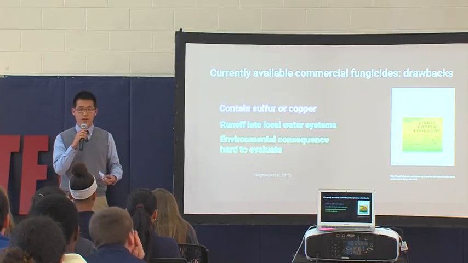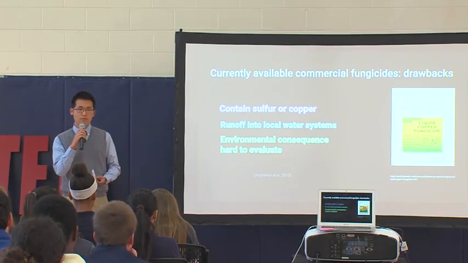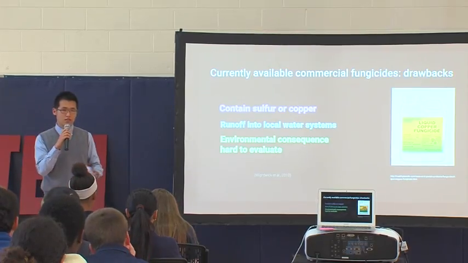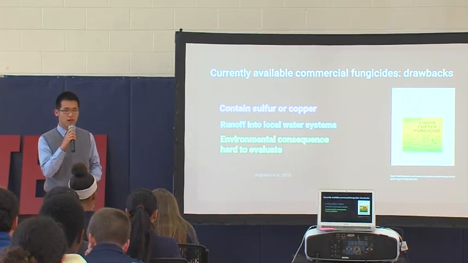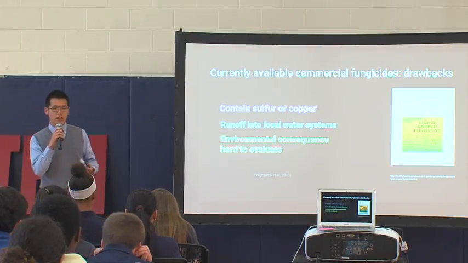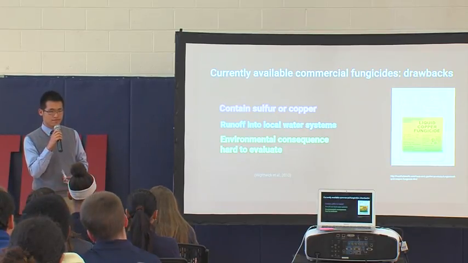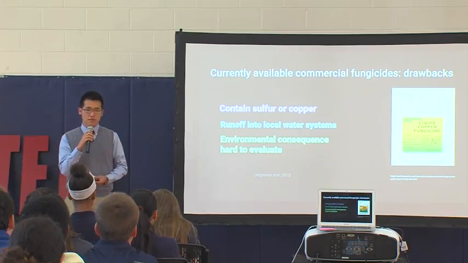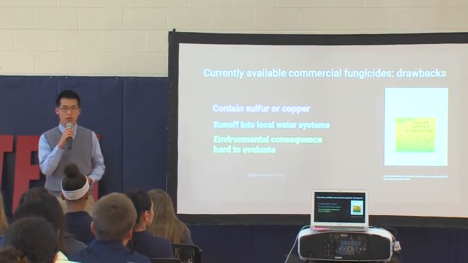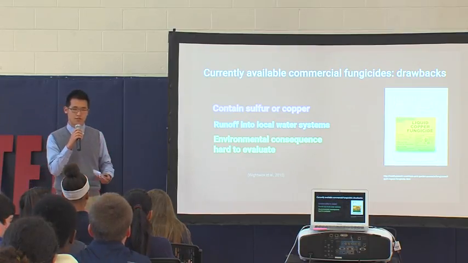First of all, many of them contain copper and sulfur, which are toxic chemical elements that pose a threat to soil microorganisms, which are part of the natural ecosystem. Secondly, some of the organic fungicides contain chemicals that are highly soluble in water, so they may run off into the local water system, contaminate the water, and thereby spread the pollution. And finally, the environmental impacts associated with many of these fungicides are not well investigated, so there will always be a risk associated with their use.